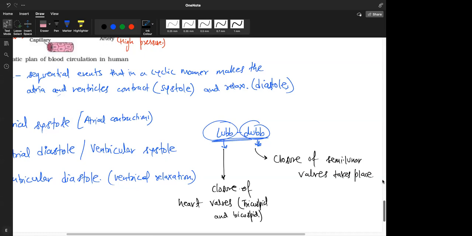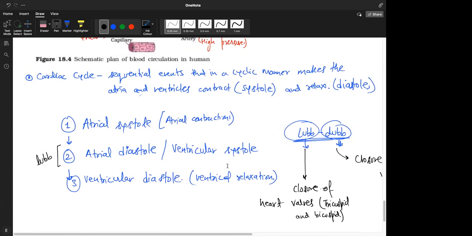So write down: the semilunar valves are half-moon shaped valves, and specifically the semilunar valve is present between the aorta and the left ventricle, and between the pulmonary artery and the right ventricle. Okay, is that clear?